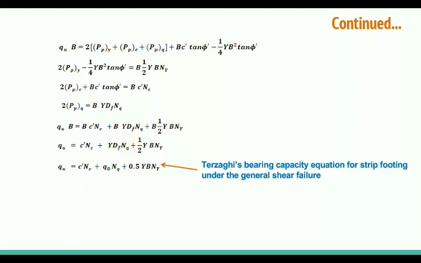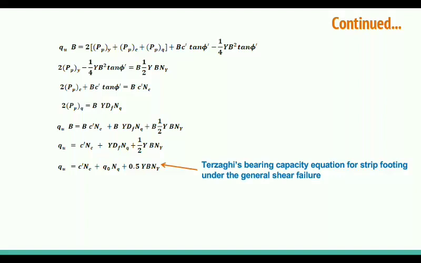I have discussed in the previous slides 3 types of failure: general shear failure, local shear failure, and punching shear failure. So this equation is valid to calculate the Terzaghi bearing capacity for the strip footing under the general shear failure. So in this expression you will see c dash into Nc, that is due to the cohesion, q naught into Nq, that is based on the surcharge, and the third expression, that is 0.5 B gamma B N gamma, that is based on weight.